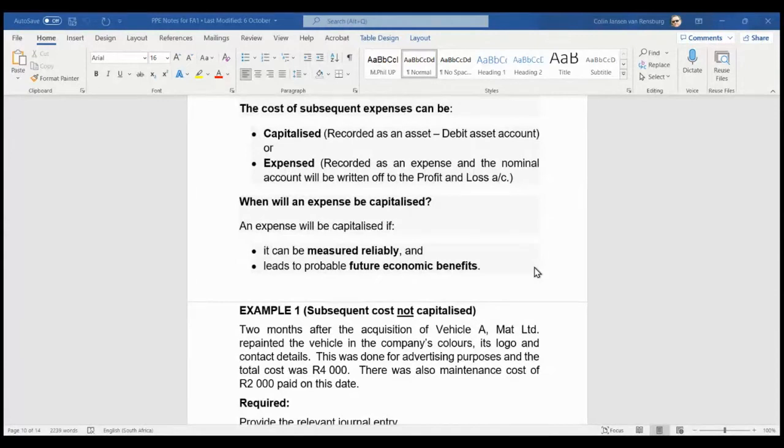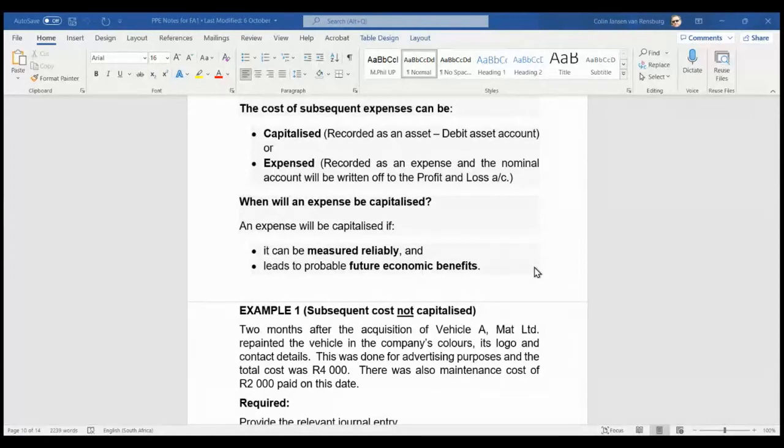Expense. Thank you, Sibusiso. So your gut feel is already correct. There we get a lot of answers. You're all correct. Written off as an expense. You're quite correct, ladies and gentlemen. But how do we know that? How do we know that we should write it off as an expense?